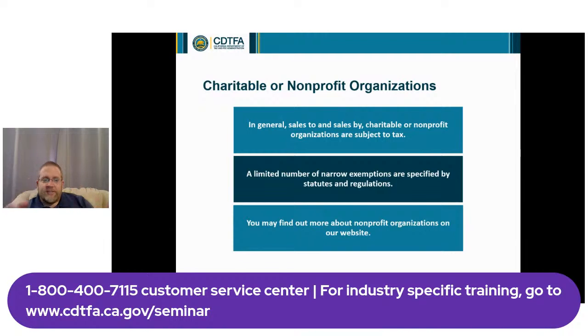Nonprofits. Like I said, all of these rules apply to nonprofits. Nonprofits also have special rules for auctions and raffles and fairs and things like that. So we have industry guides I want to show you, and we have nonprofit classes for our seminars on our seminar page, that's www.cdtfa.ca.gov/seminar. There are a limited number of exemptions for nonprofits. Veterans can sell poppies. We don't want that money. We don't need that money, right? Goodwill has an exemption for being an entity whose principal purpose is providing jobs, things like that. Other than that, nonprofits need to be registered and keeping track of this stuff.